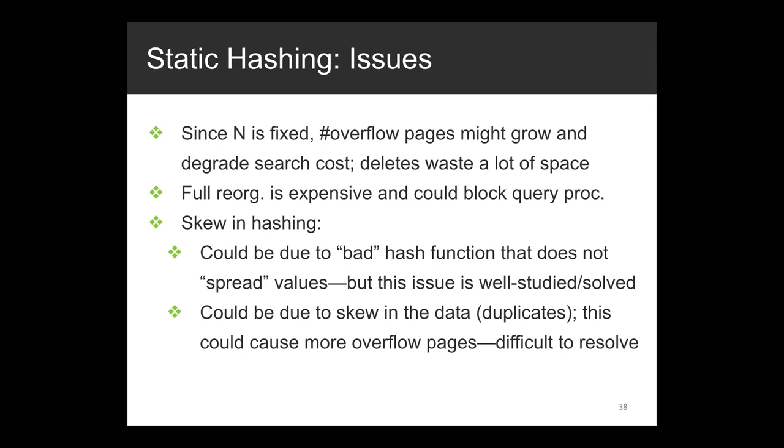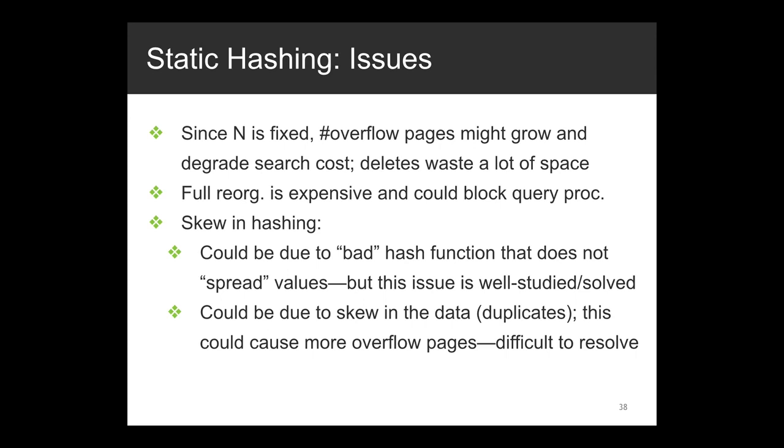For our purposes, we don't have to worry about this sort of skew because this is a mathematical issue that's well studied and it's pretty much solved. People have devised hash functions for every attribute domain, integers, floating points, strings, that have near uniform distributions.